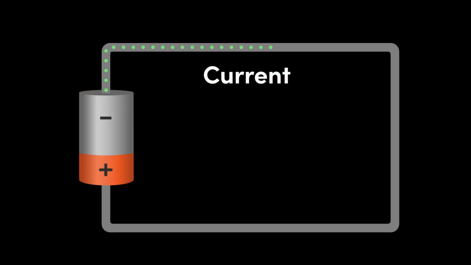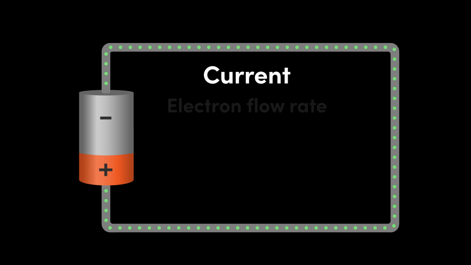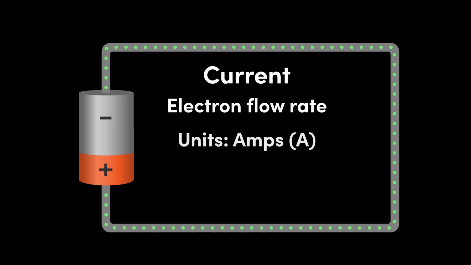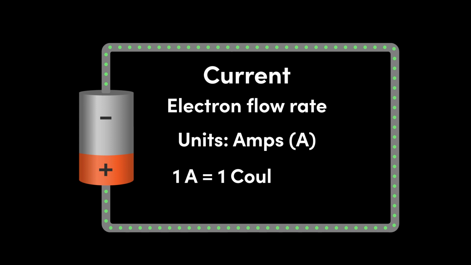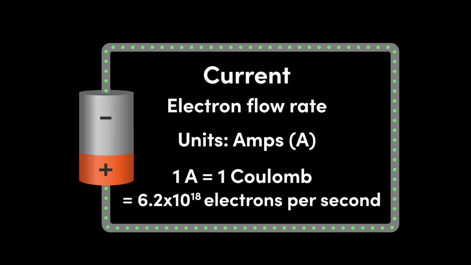Indeed, current is an appropriate word. This flow of free electrons in a specific direction is called electric current. Current is measured as the electron flow rate and has the units of amps. 1 amp is equal to 1 coulomb per second. 1 coulomb equals 6.2 times 10 to the 18 electrons.